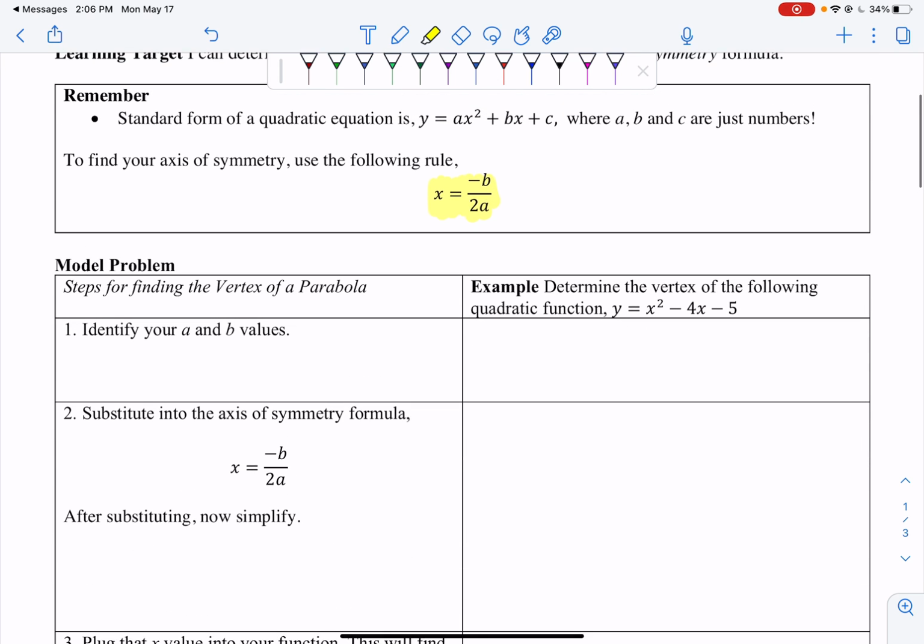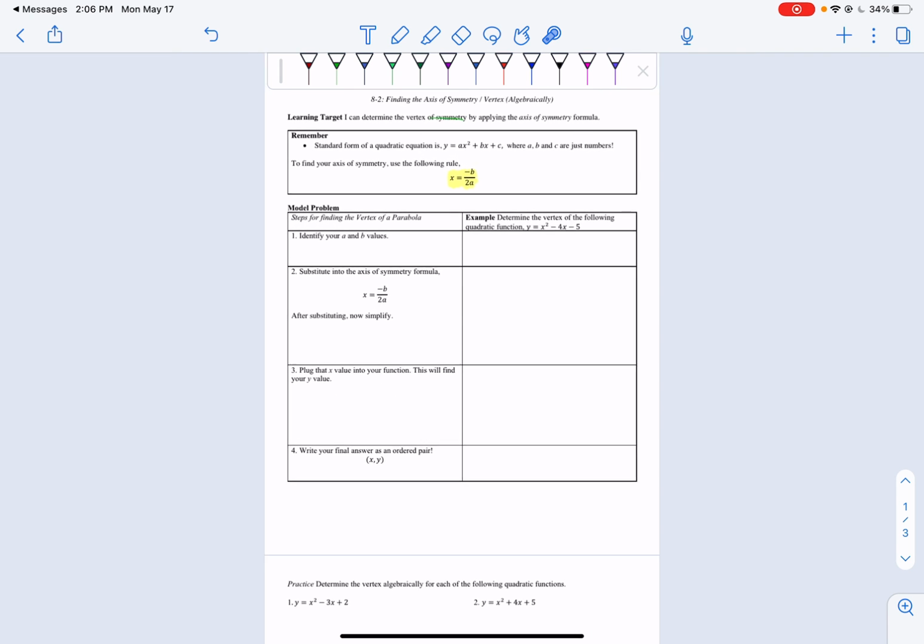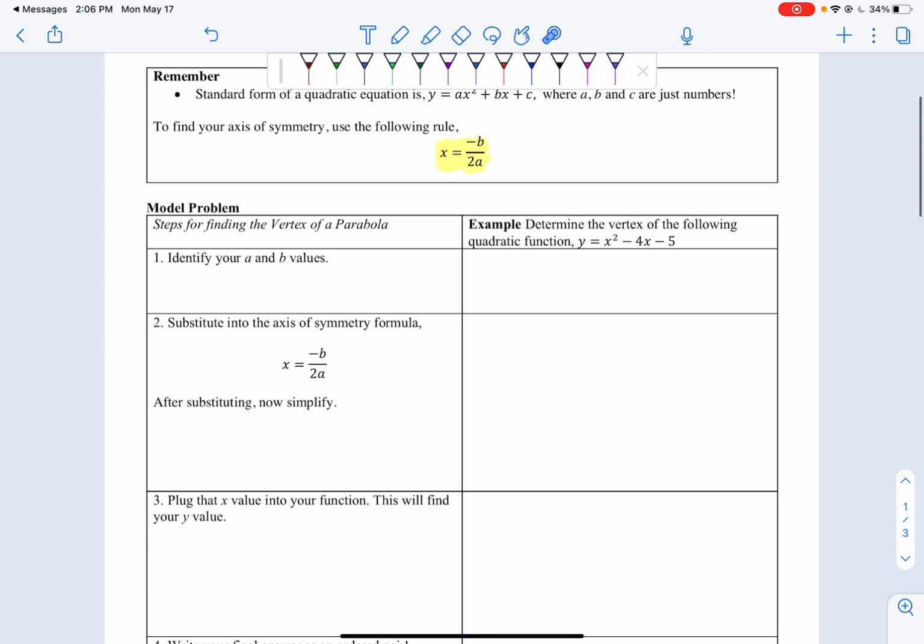So you're probably wondering, Mister, how do I do this? Here are the steps for finding the vertex of a parabola. Here's our first example we're going to do together. Determine the vertex of the quadratic function y equals x squared minus 4x minus 5. Step 1 says identify your a and your b values.